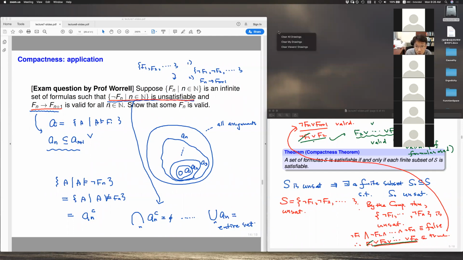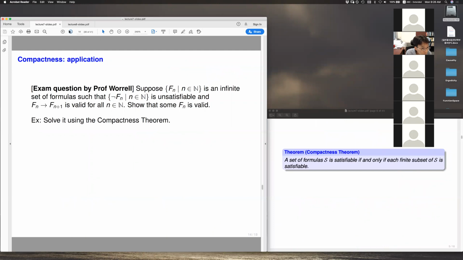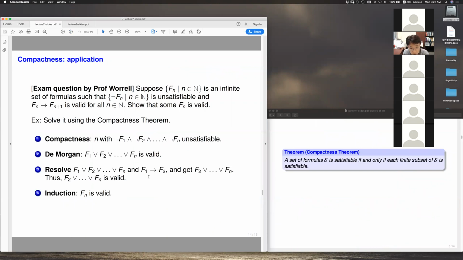And now if you clear our drawings, the outline of the proof is given here. That's exactly what I explained to you. It uses compactness, De Morgan's law, and then it uses induction. But the key step of the induction involves using this resolution lemma.